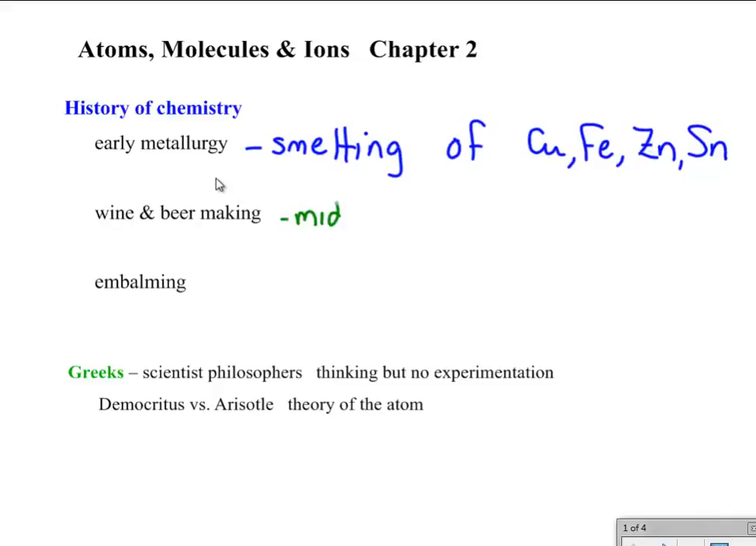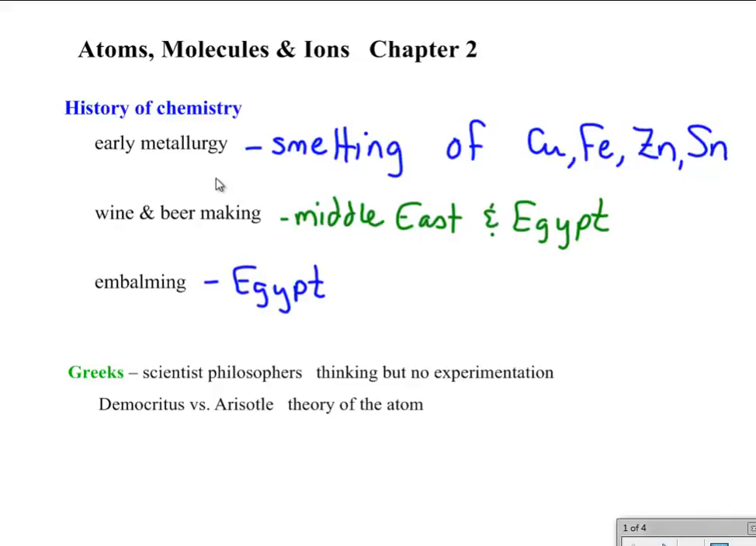the other crud. Winemaking, beer making, so fermenting of juice to turn it into alcohol came along and originated in the Middle East and in Egypt. That's where the cradles of civilization were primarily. Embalming was an example of chemistry that was developed in Egypt.